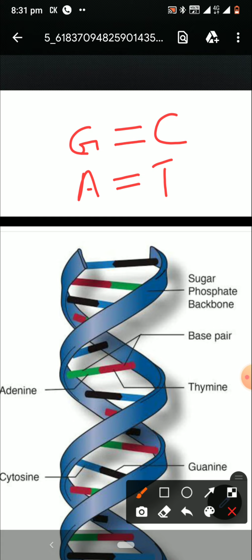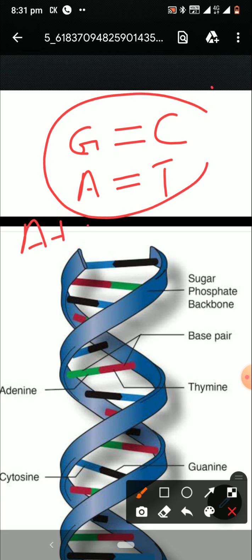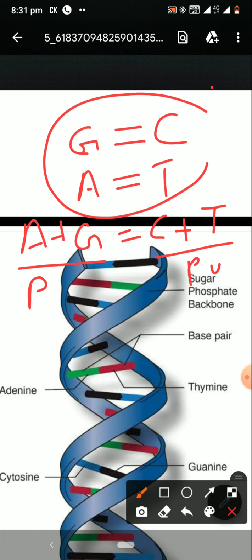So if we add these two, we'll get that adenine plus guanine will always be equal to cytosine plus thymine. As I already said, adenine plus guanine, these two are the purines, and cytosine plus thymine, these two are the pyrimidines. So it implies that the total number of purines will always be equal to the total number of pyrimidines in a DNA.